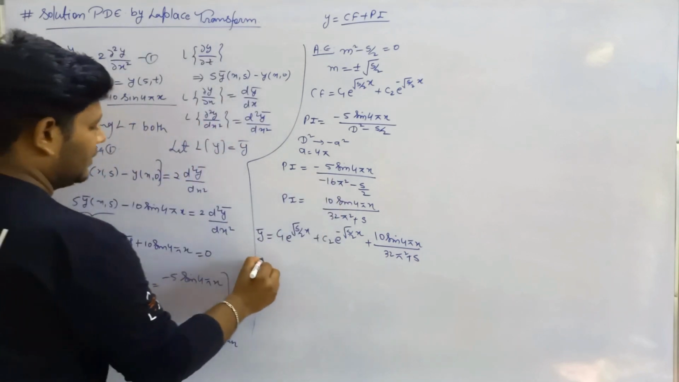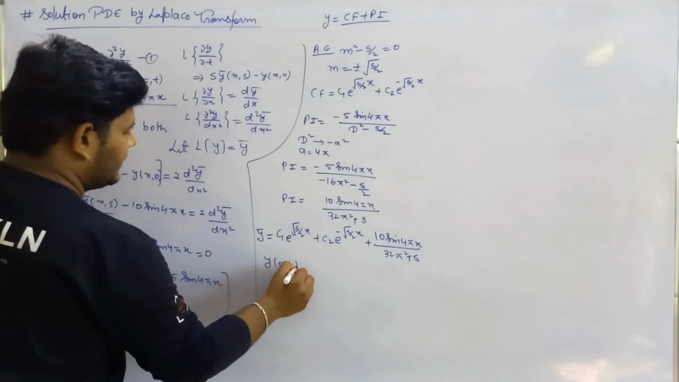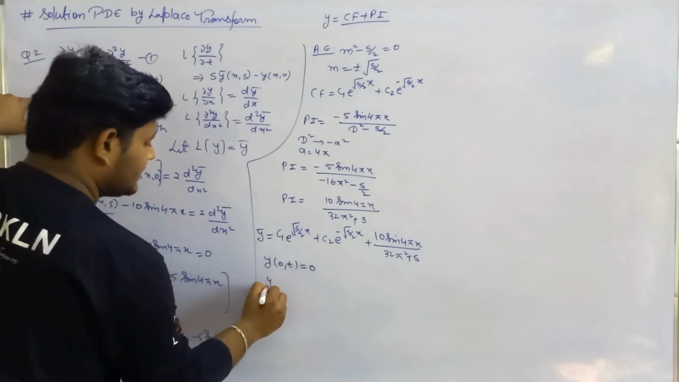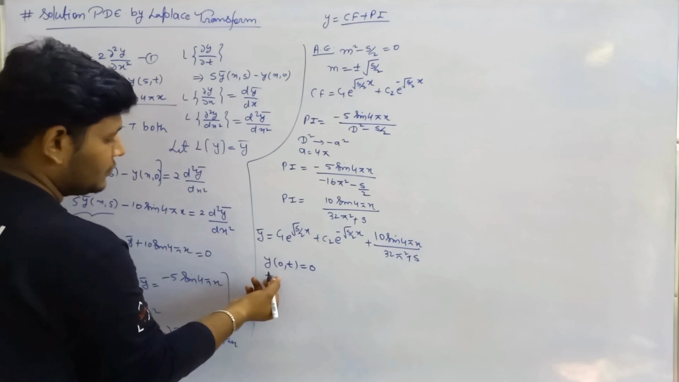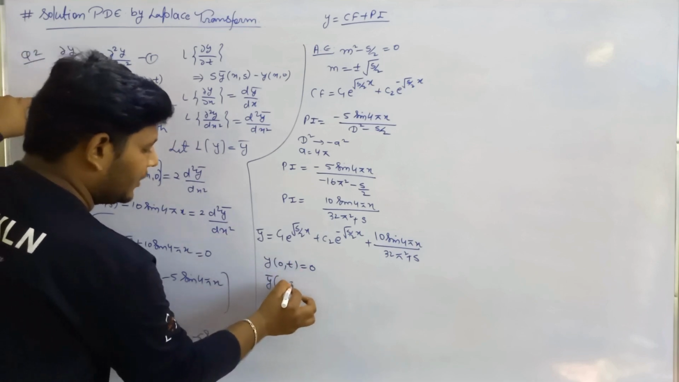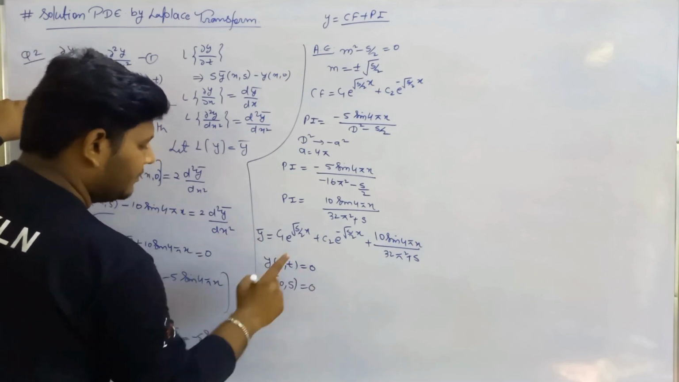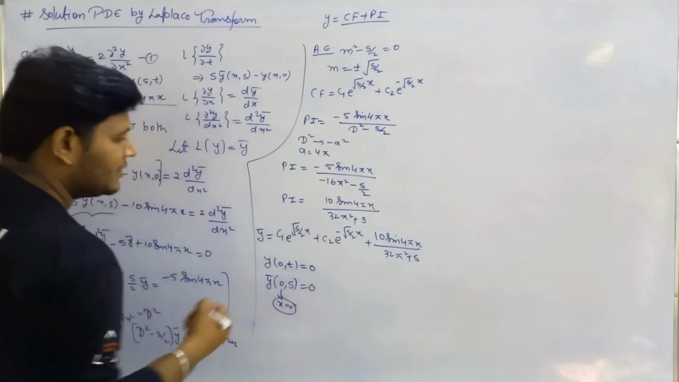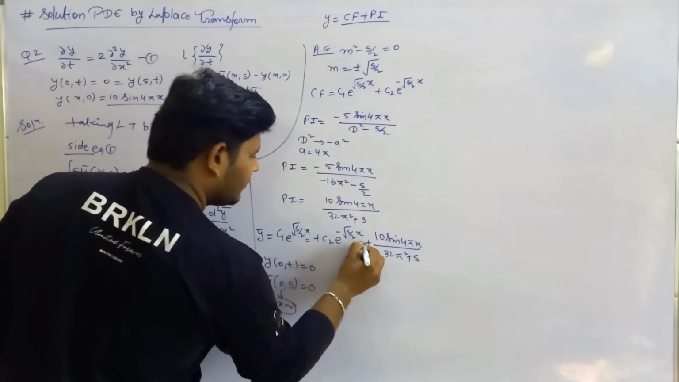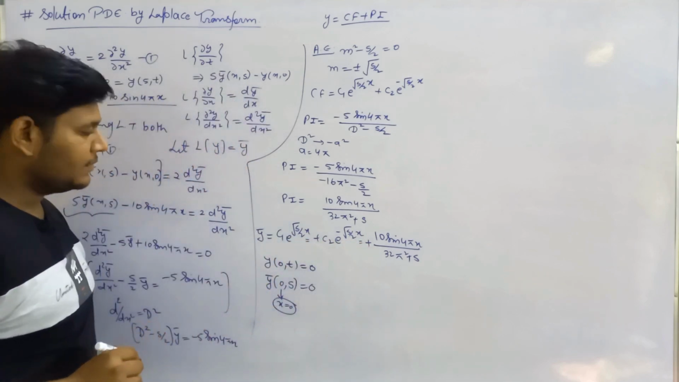Now we have the initial value conditions, like y at 0, t equals 0. Taking the Laplace transform on both sides for this condition also, it is nothing but 0, and t converts into s. It means the value of x equals 0, y equals 0.